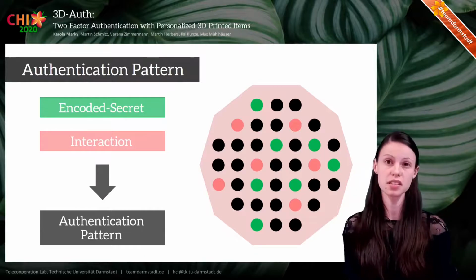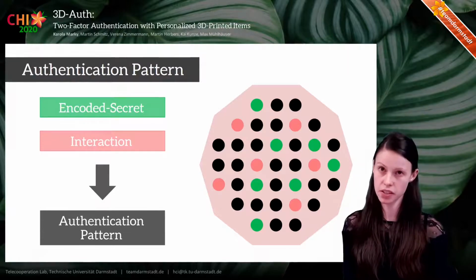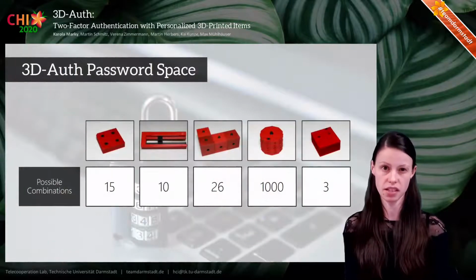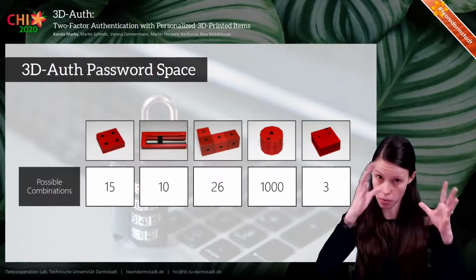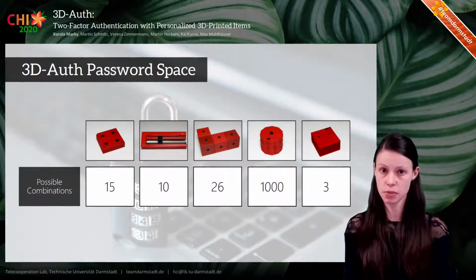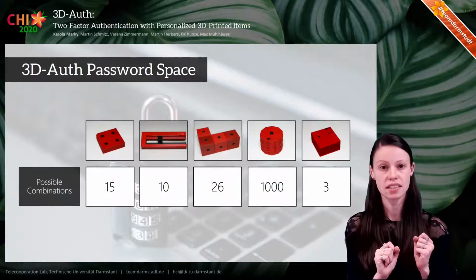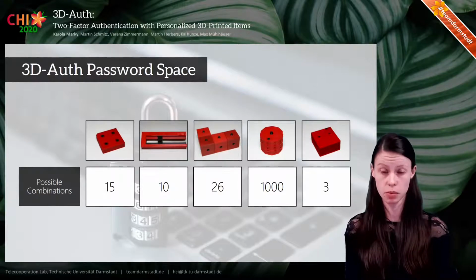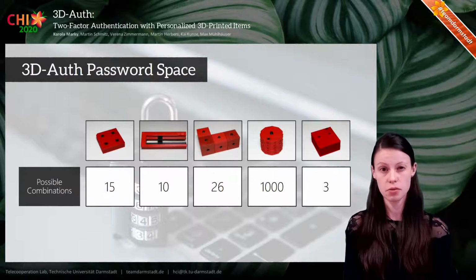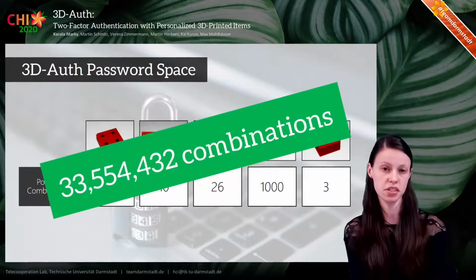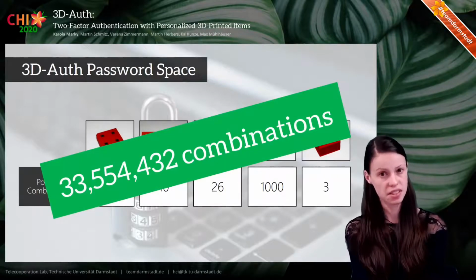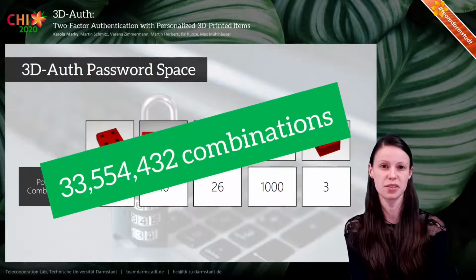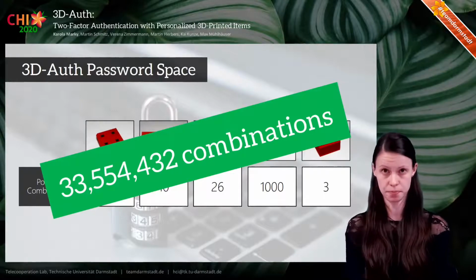In the paper, based on that, we have calculated the password space of the entire 3D-Auth. So like the complete password space, considering that we have access to raw data and that 3D printing will be more sophisticated in the future. And we calculated over 33 million possible combinations. As you can see, this is way better security than our prototype items.